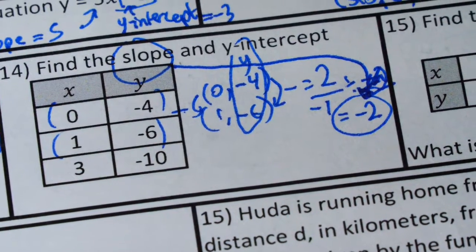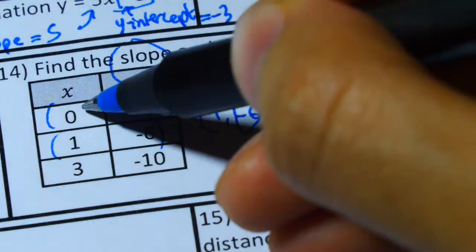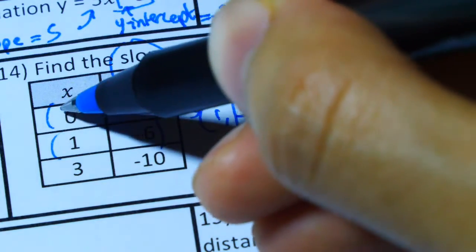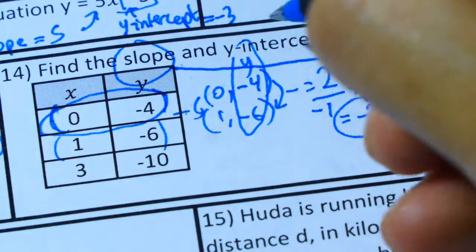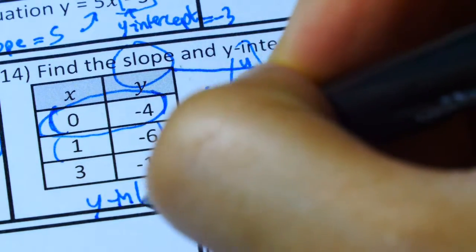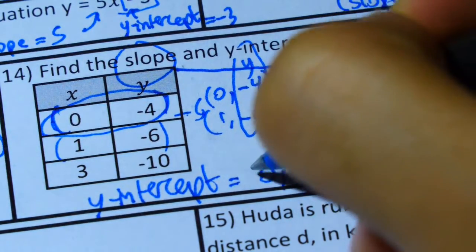Now the y-intercept, we said the y-intercept is when x is 0. If we look at these points, this point here is when x is 0. So the y-intercept equals 0, -4.